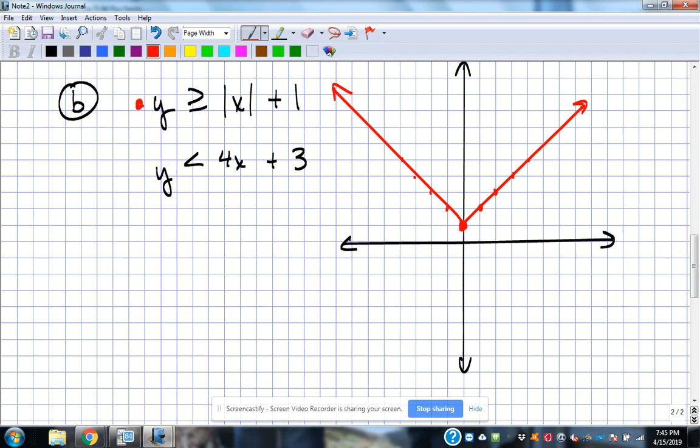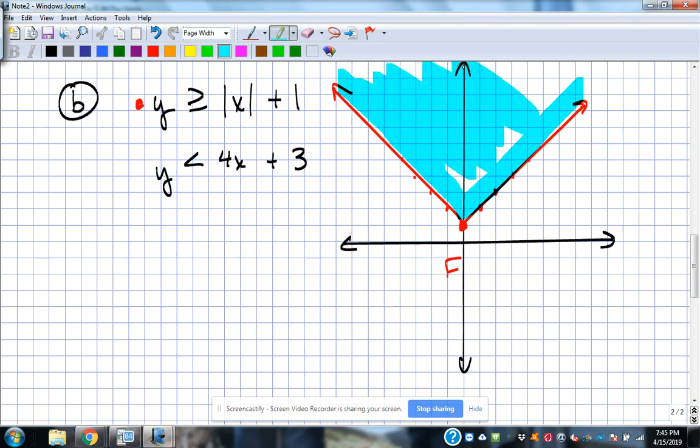Okay, that's the rules. So if I plug in 0, 0, is 0 greater than the absolute value of 0 plus 1? 0 is bigger than 1? No. So it's false out here. So that means I'm going to shade above that, which would be the inside of that absolute value V. So all of this area, extending on to infinity inside of that V shape, are the solutions to the first inequality.